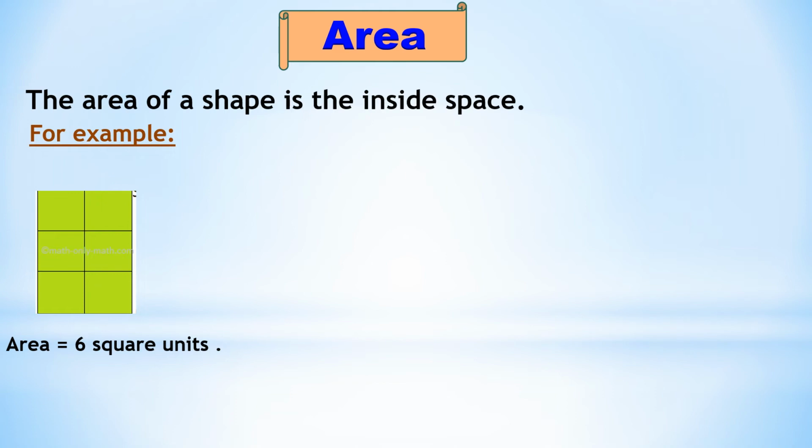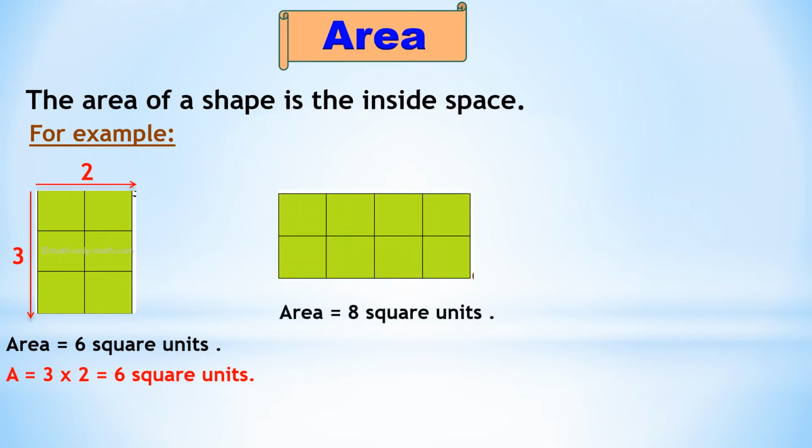If I wanted to find it another way, I can find the area as an array. So how many rows here? 3 rows. How many columns here? 2 columns. If I multiplied columns by rows, it will be 3 times 2 equals 6 square units. Another example, if I have this array or this shape, we have here 8 squares. By counting, we will find them 8 squares.